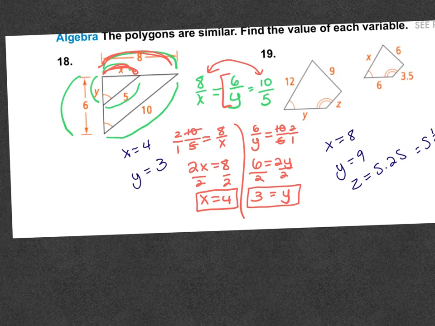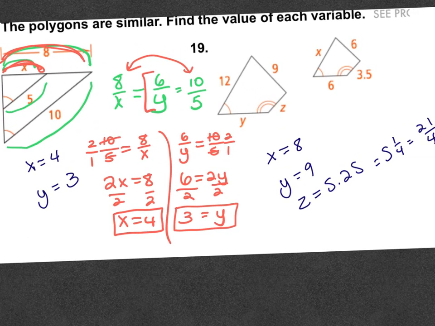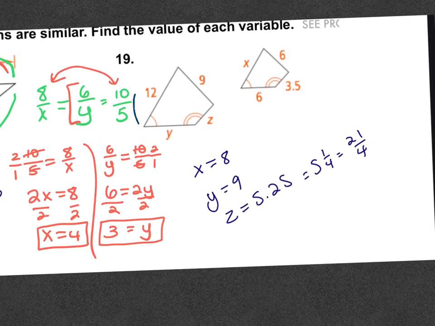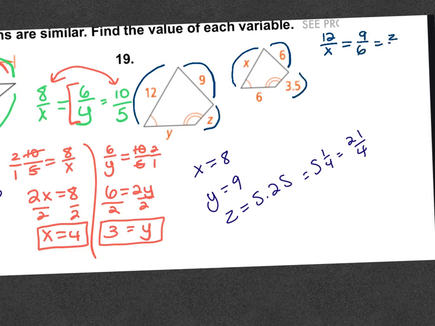Okay. Then go to 19. So this time, this long side here matches this side here. 12 to x would equal 9, this longer slanted side, to 6. Would equal z to 3.5. Would equal y to 6.